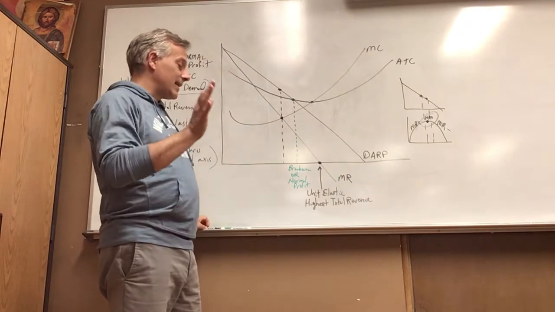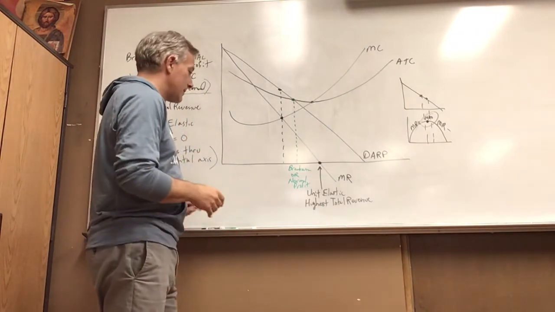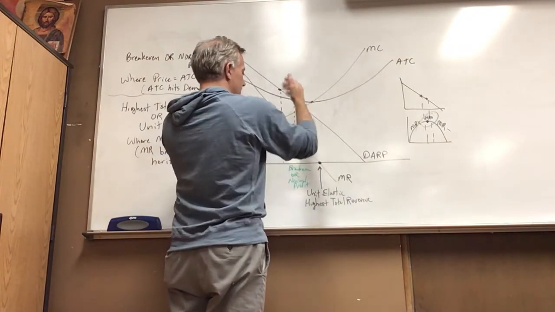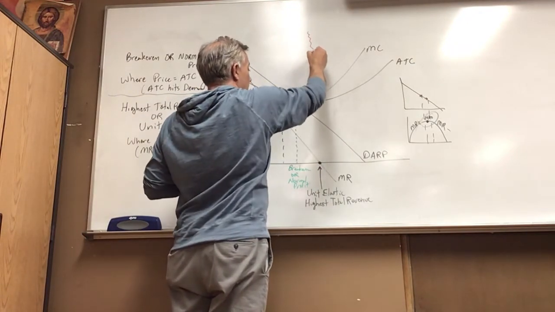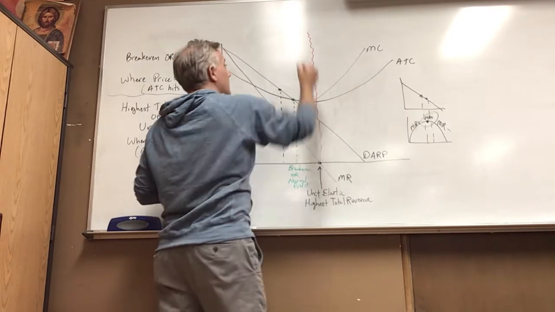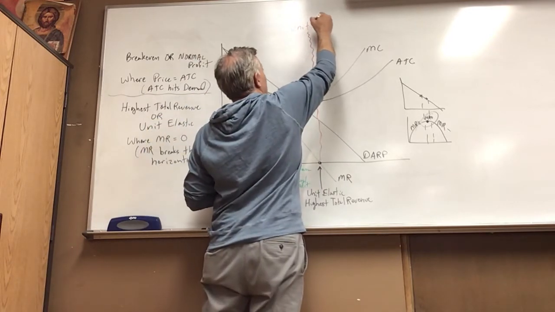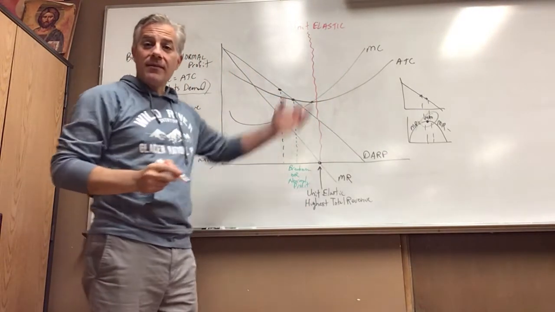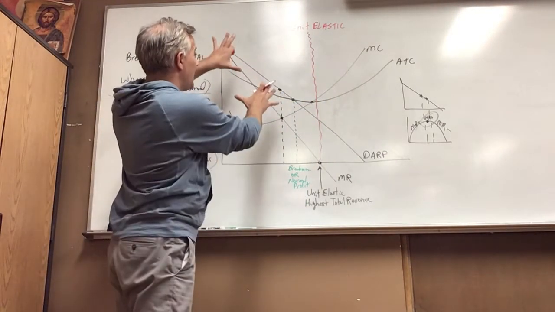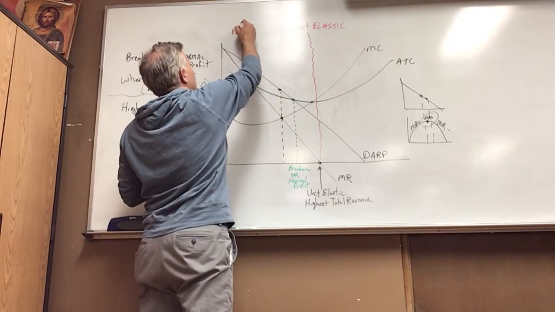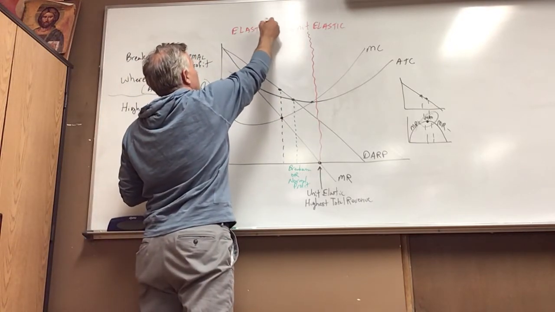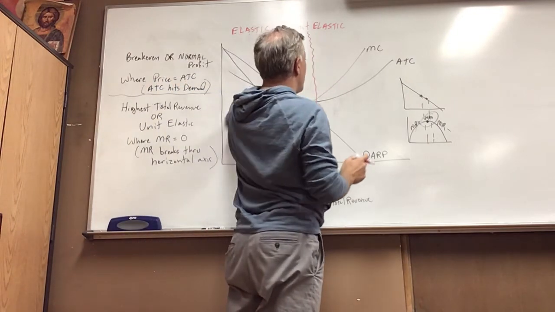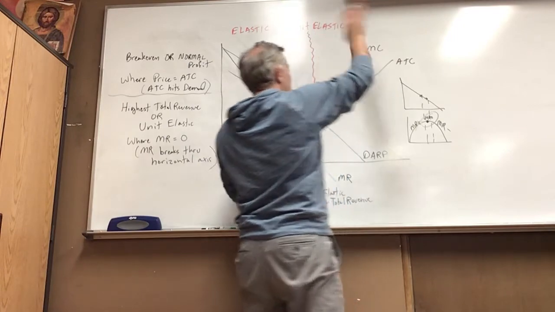Now, what's exciting about this is, now we just go up from here, and I just draw a vertical line. Well, if this is unit elastic, everything to the left is elastic. So I know that this region over here is elastic. And then everything to the right of this is inelastic. Okay, so I'm not gonna write that in.